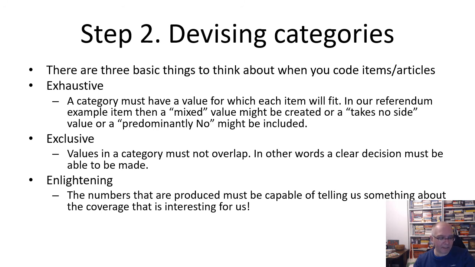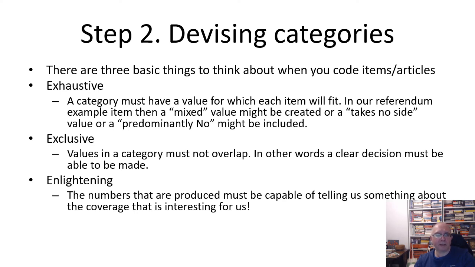So we've selected our media. We've selected what we're going to look at. The next step is to devise the categories. And when you devise the categories, this is about when you code or put the items or articles into a category. So the first thing is the category should be exhaustive. Every item should be able to be put into a category. So for example, in our referendum, we'd need a mixed value or takes no side value or a predominantly no, as well as a yes and a no. As well as the basic yes and no, we'd have other things in there. So takes no side or mixed or predominantly no, or 50-50.